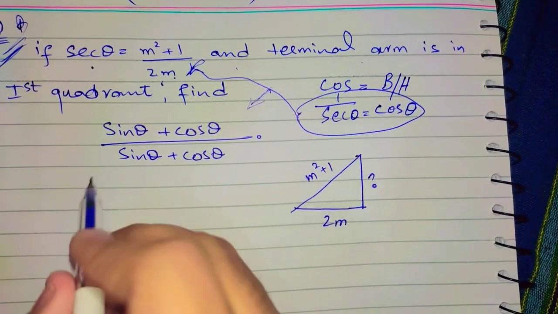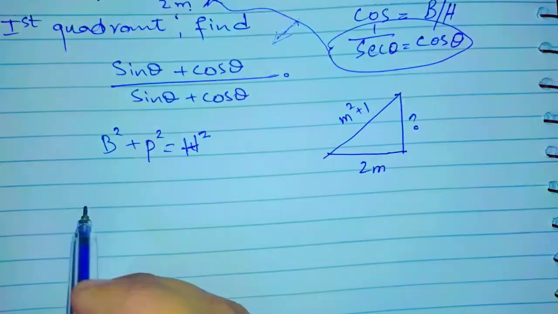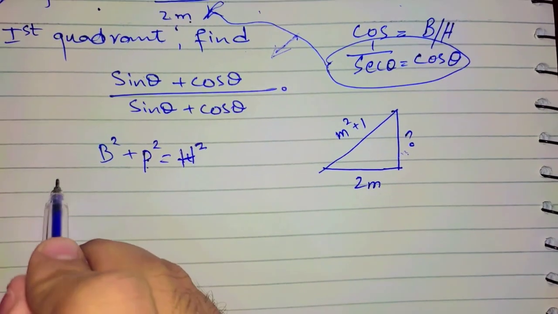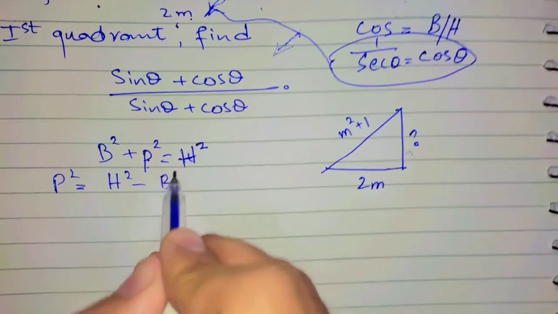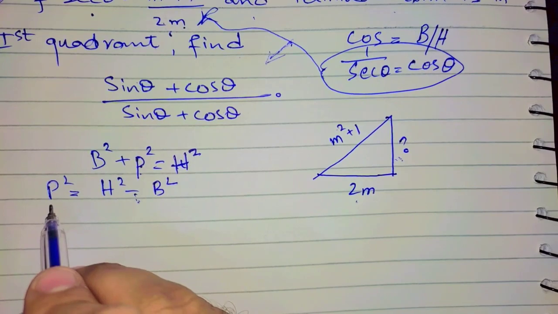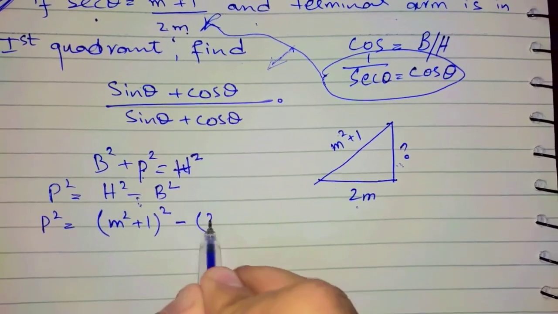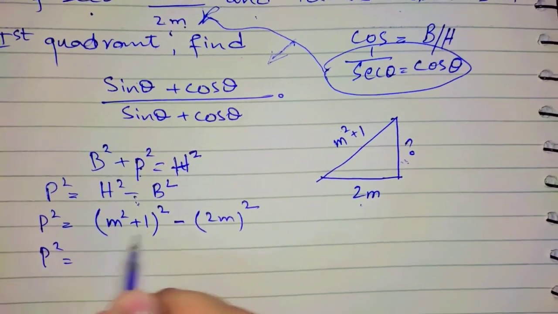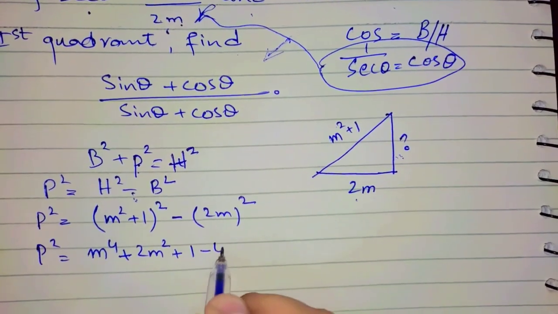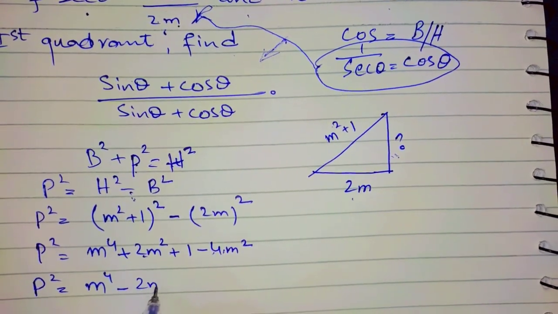You can use the Pythagoras theorem, b square plus p square equals h square. In this question we have to find the value of the perpendicular. The perpendicular is unknown in our case, so the equation will be p square equals h square minus b square. Now put the values of base and hypotenuse in that equation. So p square equals (m square plus 1) whole square minus (2m) square. Take the square of this bracket, you will get m to the power 4 plus 2m square plus 1, and this will become minus 4m square.